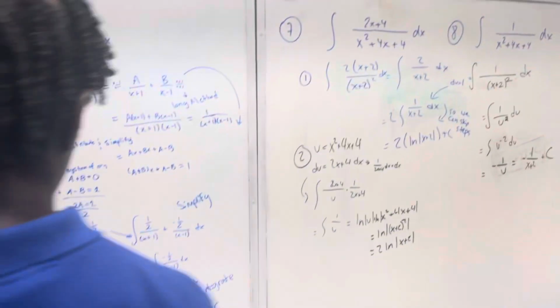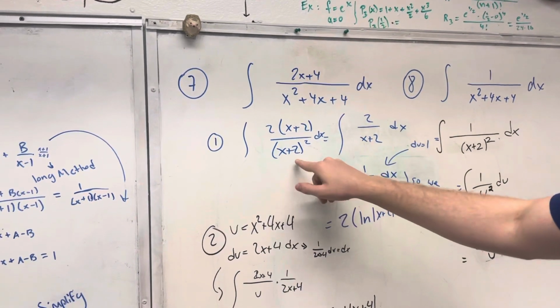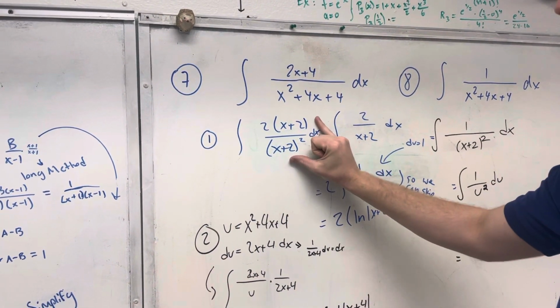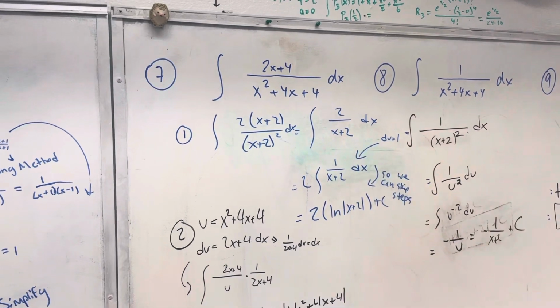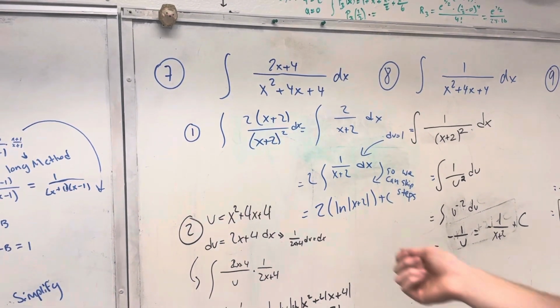Number 7 has 2 really easy solutions to it. The first one is fraction simplification, factor out a 2, perfect squares definition, drop out the x plus 2's, and integrate with an ln rule right here. Integrate, pardon me.